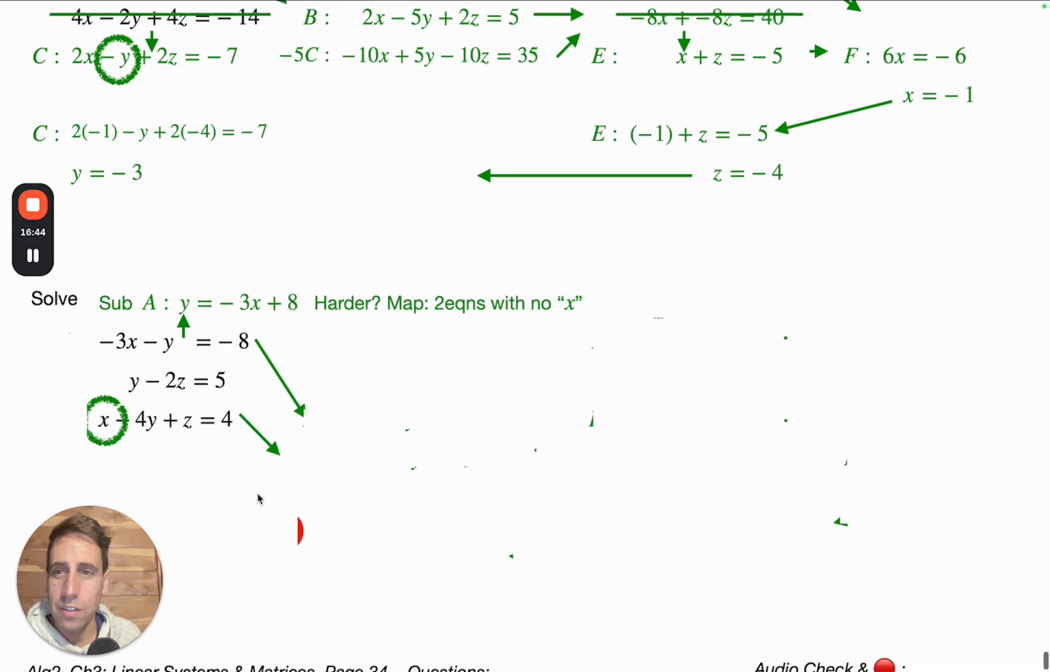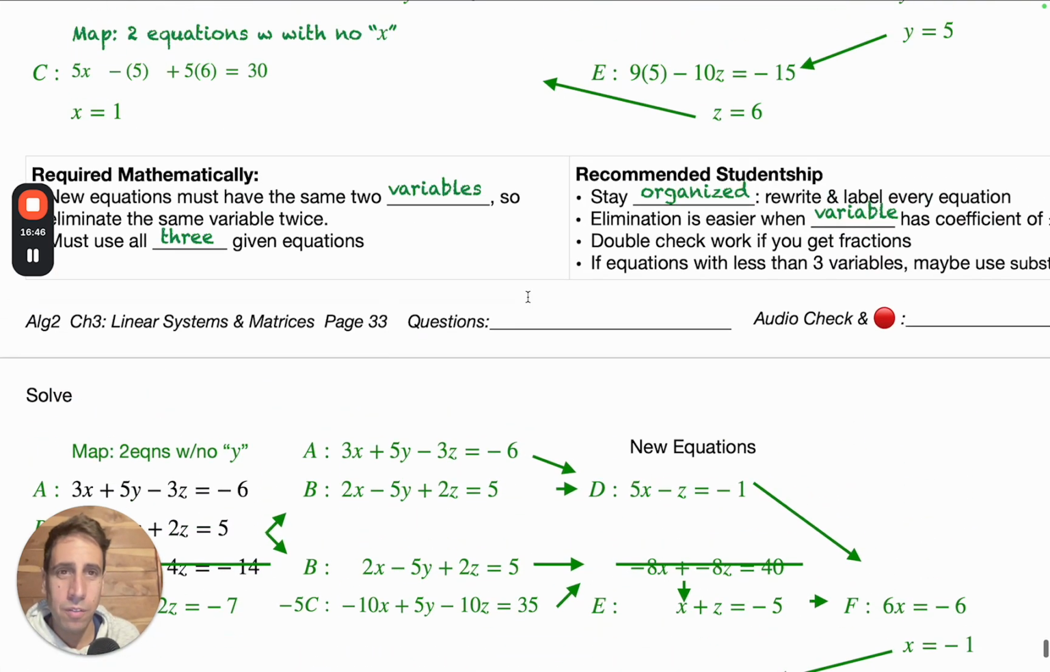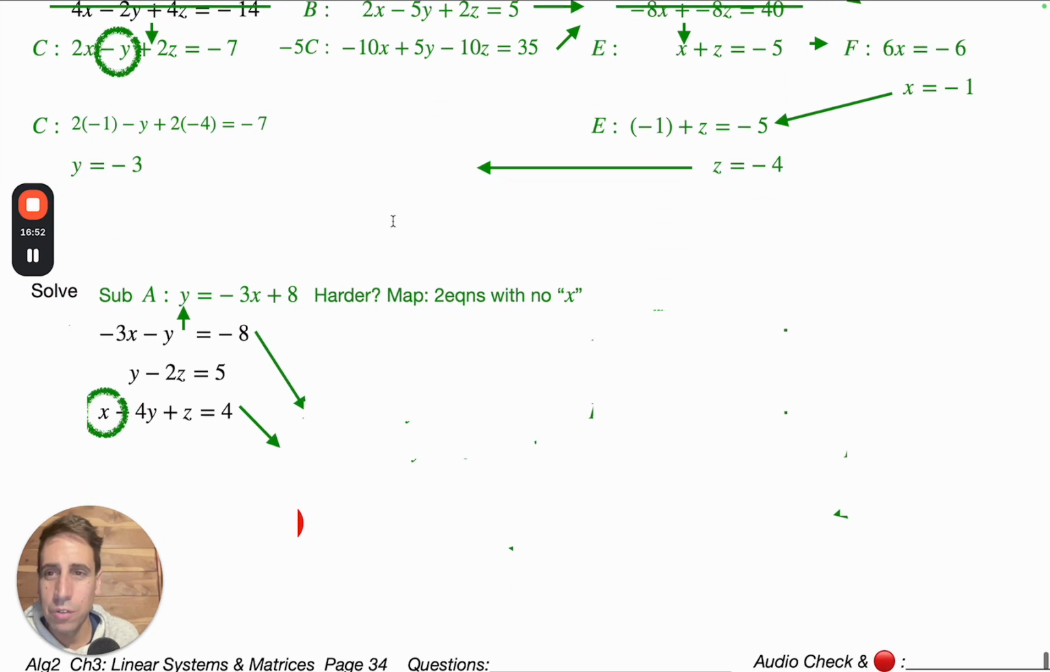All right, next. I know one of the recommendations is, if the equation has fewer than 3 variables, maybe use substitution. I actually could use substitution here. Look, these equations have fewer than 3 variables. I could solve for y. I could add 3x to both sides and then divide all 3 terms by -1 to get this. But I actually think that's harder. What might be easier would be to make 2 equations with no x, because here's an equation with no x, and I can use this to create another equation with no x.